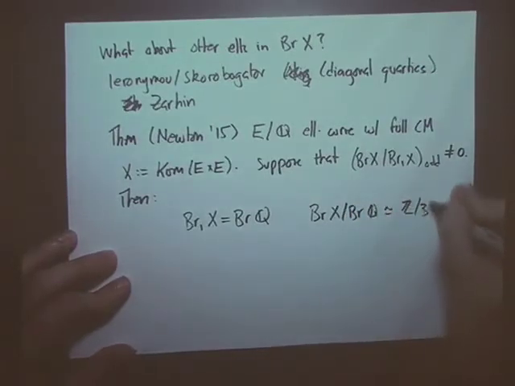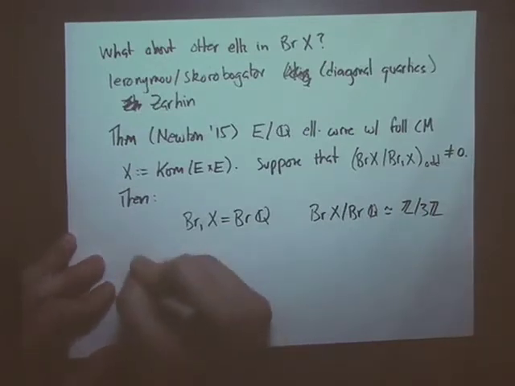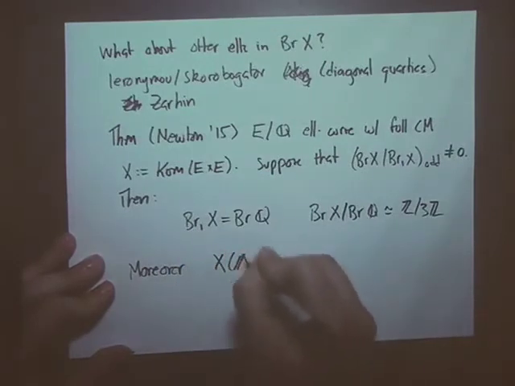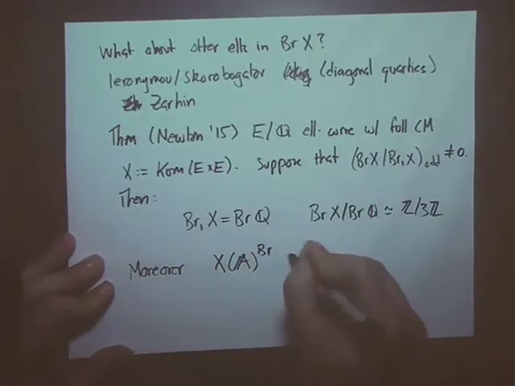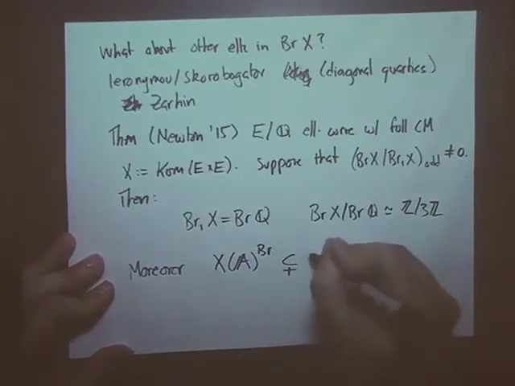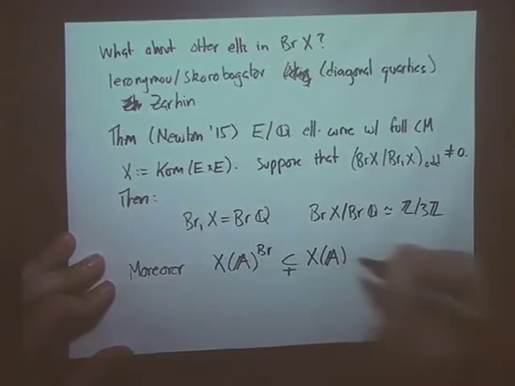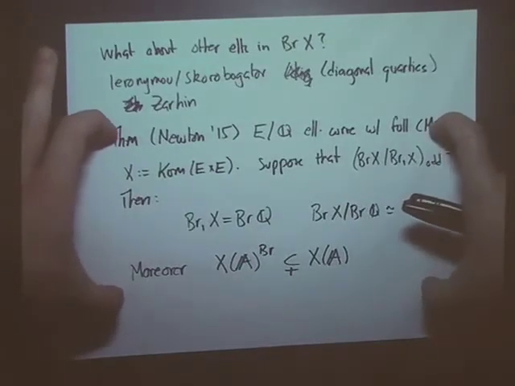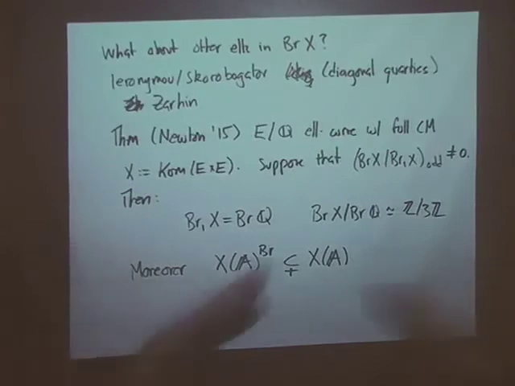And she has an explicit description of this element that allows her to prove the following statement. If you look at the Brauer set of this Kummer surface, it's strictly contained inside the set of local points. So there are always obstructions to weak approximation on these things. I didn't say much about Kummer surfaces, but they're an incredible testing ground.